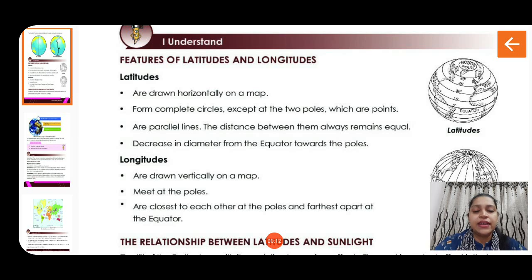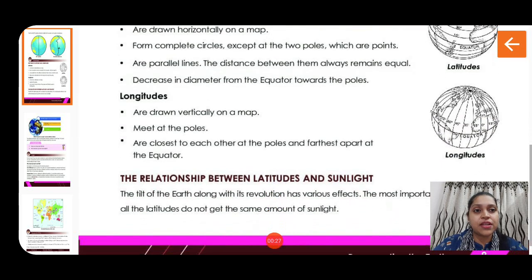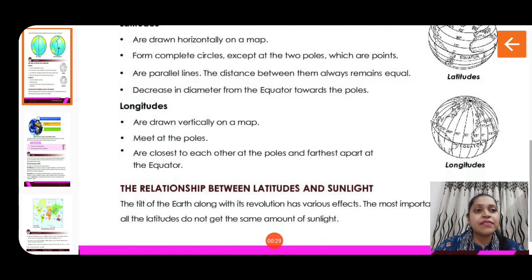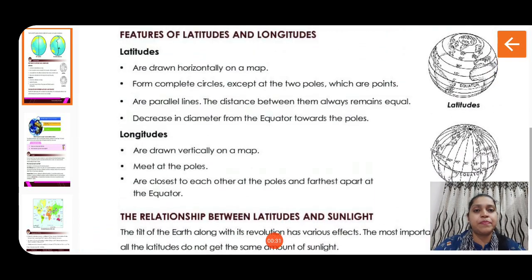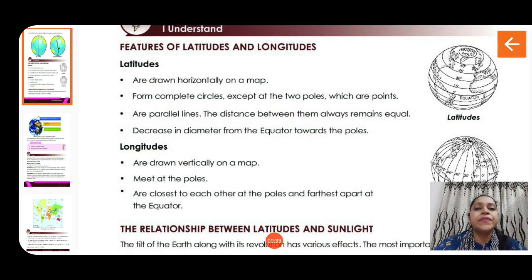So, children, you remember what we were doing in the last class? Even if you don't, let me give you a quick recap. Please take out your textbook of EVS 2, page number 9. On page number 9 you can see features of latitudes and longitudes, which we did in the last class.